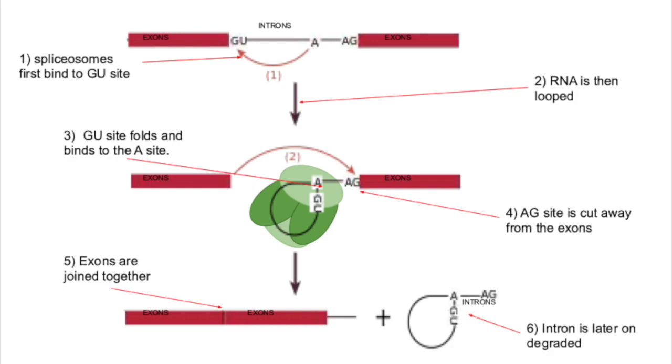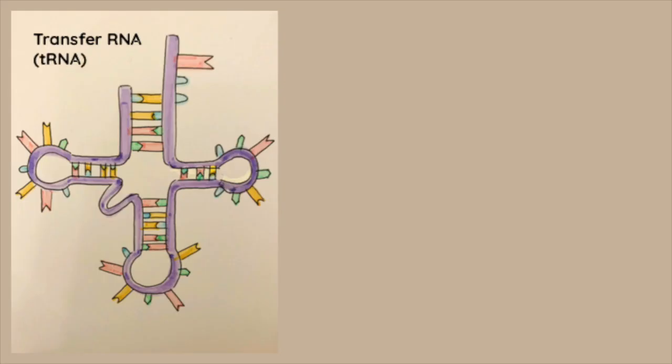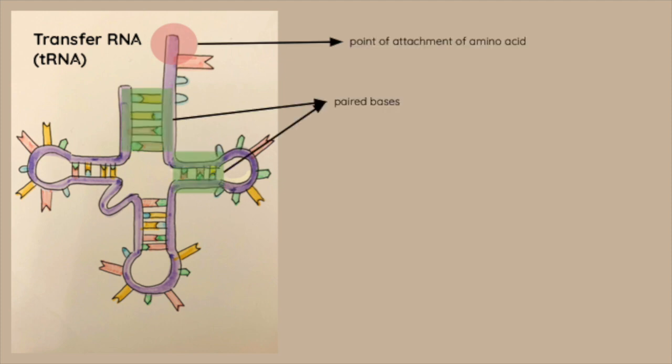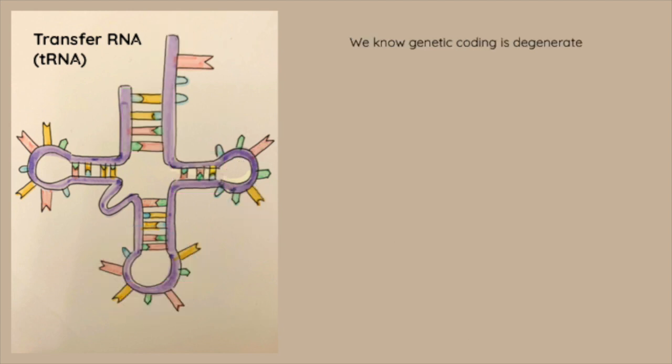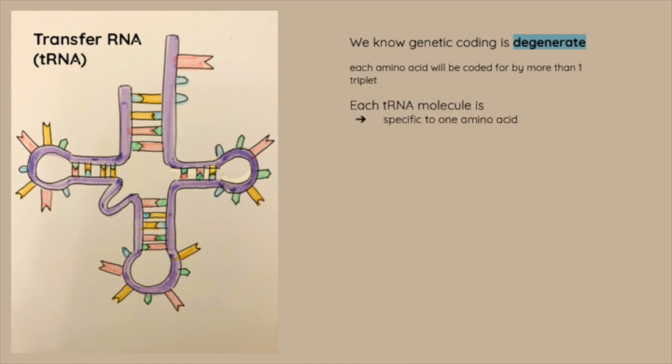the cytoplasm. The molecule involved in translation is called transfer RNA, or tRNA. The structure of tRNA consists of a point of attachment for the amino acid, sections of paired and unpaired bases, and an anticodon loop, which contains the 3 bases that make up an anticodon. Since genetic coding is degenerate, each tRNA molecule is specific to one amino acid and has an anticodon also specific to that same amino acid.